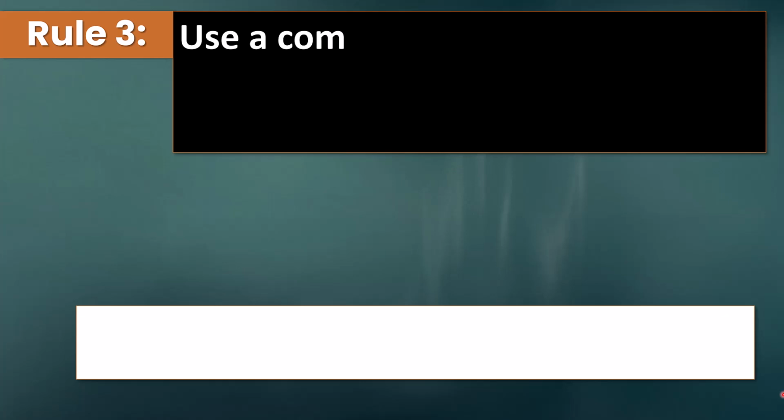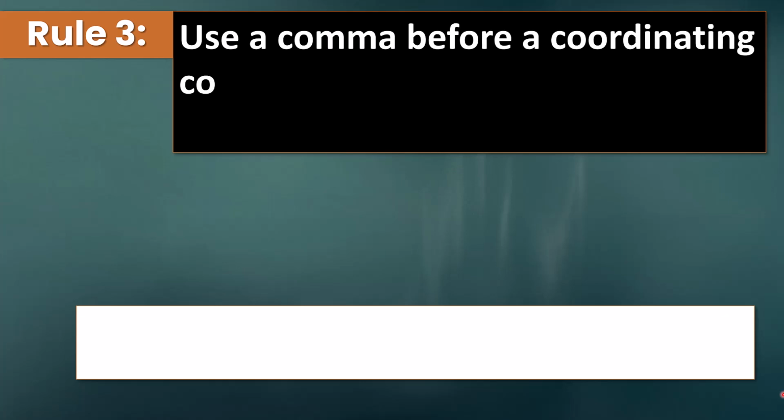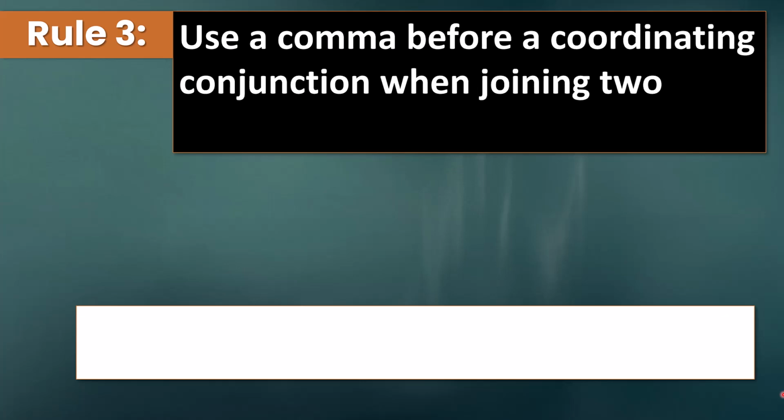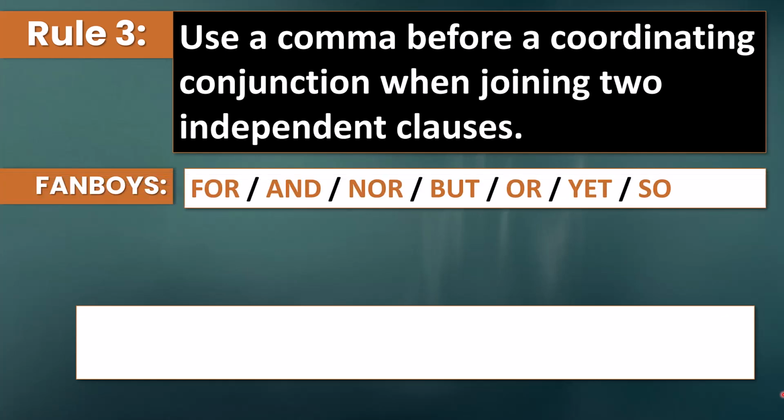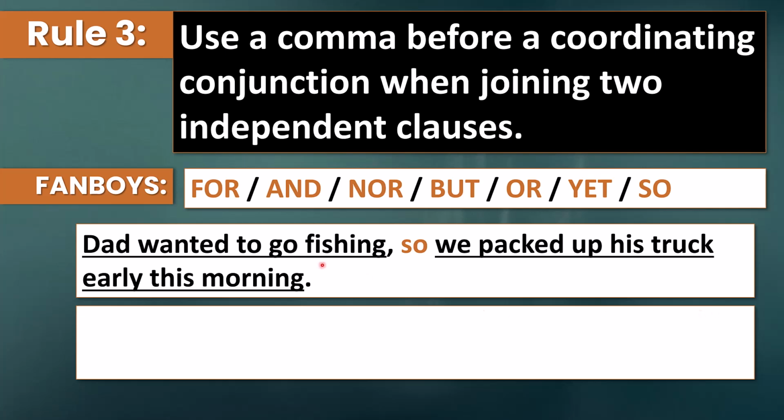So rule number 3 is that you must use a comma before a coordinating conjunction when you're joining two independent clauses. A quick way to remember the coordinating conjunctions is with this term FANBOYS: for, and, nor, but, or, yet, and so. So for example, Dad wanted to go fishing, comma, so we packed up his truck early this morning.